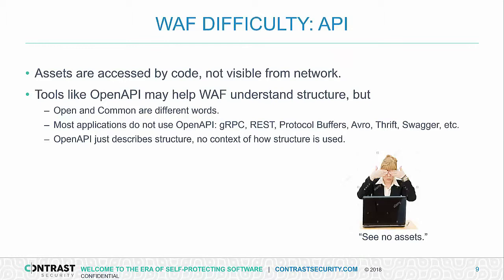So the web application firewall is really not able to see any of the assets that are accessed by code. It can, again, only look at the data. So even though this has the word API in it, it's not actually looking at any of the APIs or giving the WAF any new powers.